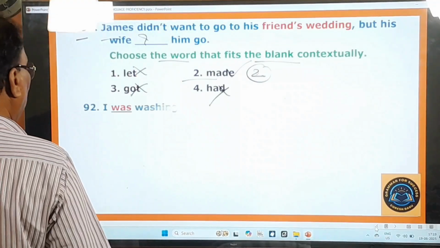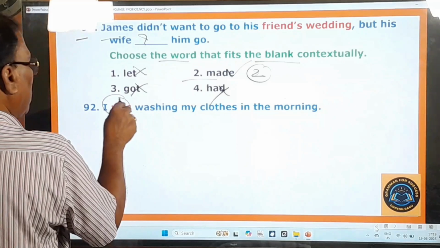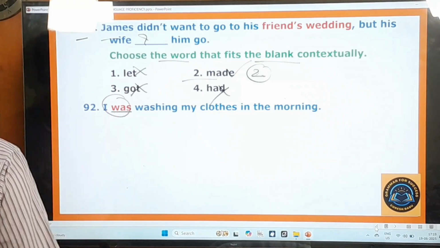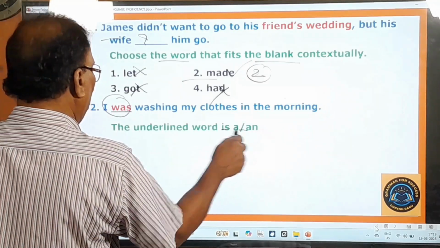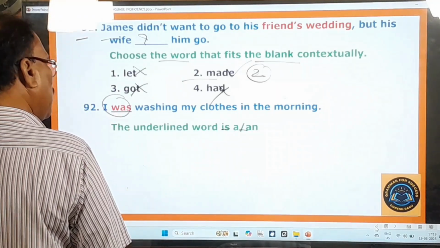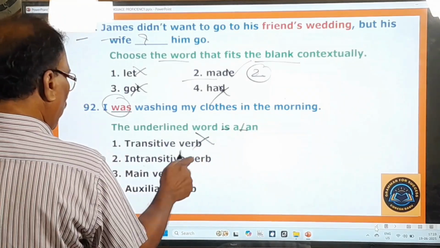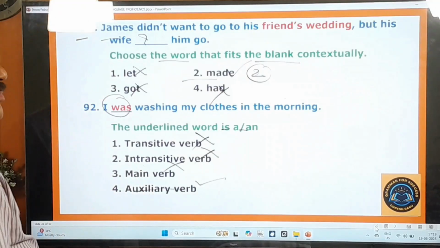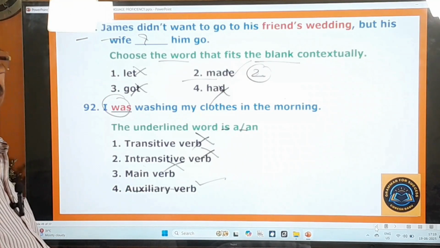Okay. 92nd one. I was washing my clothes in the morning. I was, this is underlined. So what is the question about this underlined word? Let us look at the question. The underlined word is a or an. What is this was? Here it is a transitive verb, no. Intransitive verb, no. Main verb, no. Auxiliary verb. It is only an auxiliary verb. It is a helping verb.